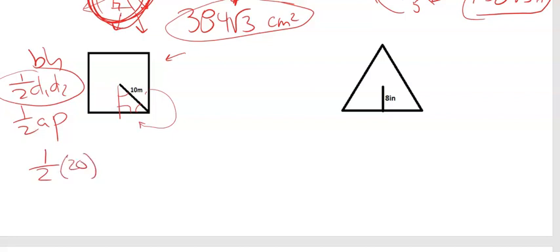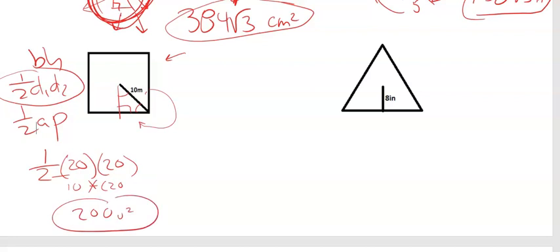20. What is the other diagonal? 20. Half of 20 is 10, and 10 times 20 is 200. That is one way to do it. I'm going to show you the other way just to show you that it matches up.